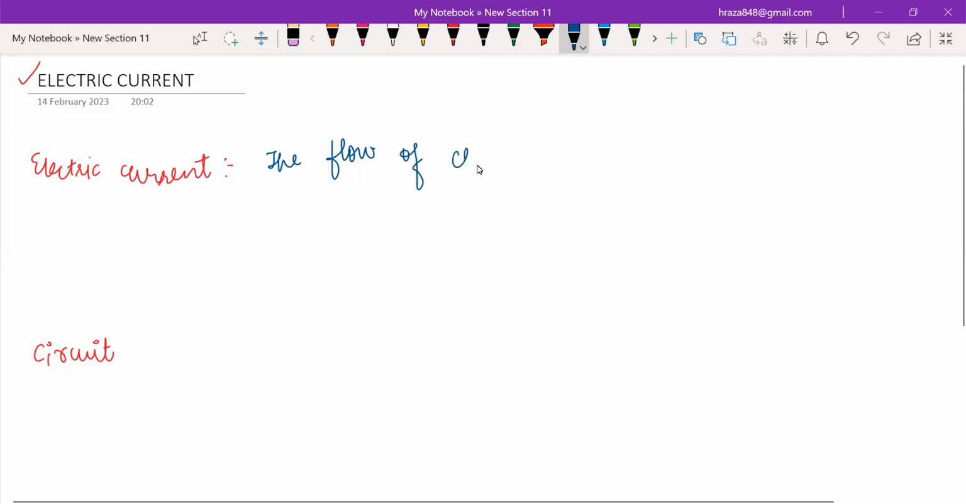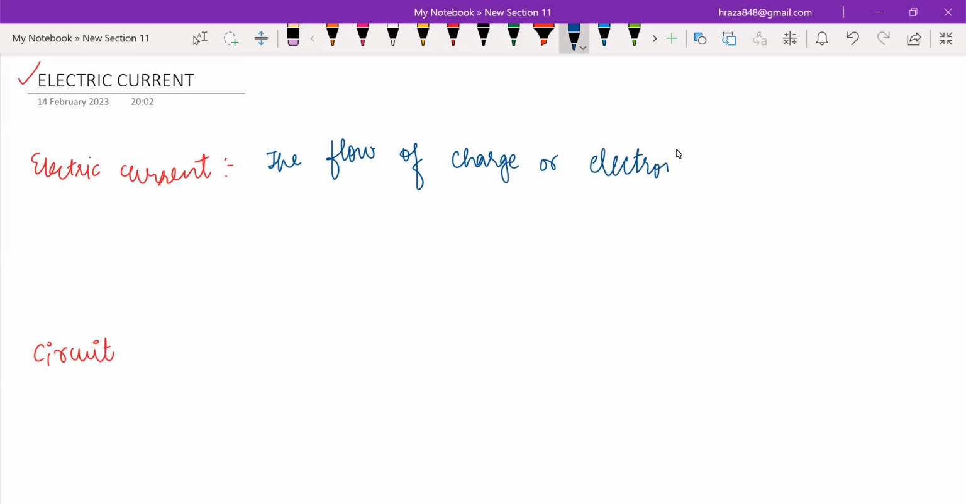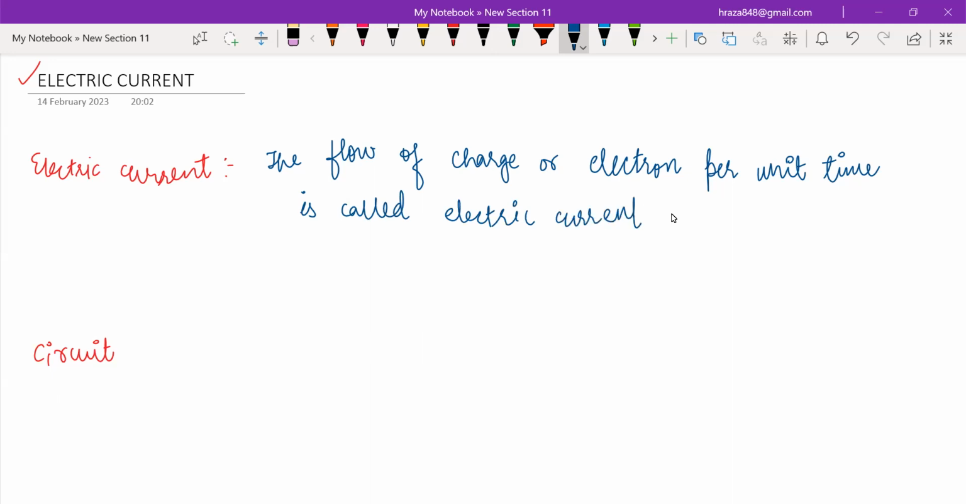The flow of charge or electron per unit time is called electric current, or simply current. So please do write it.